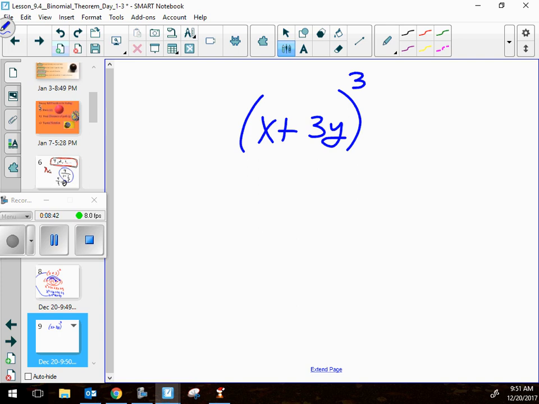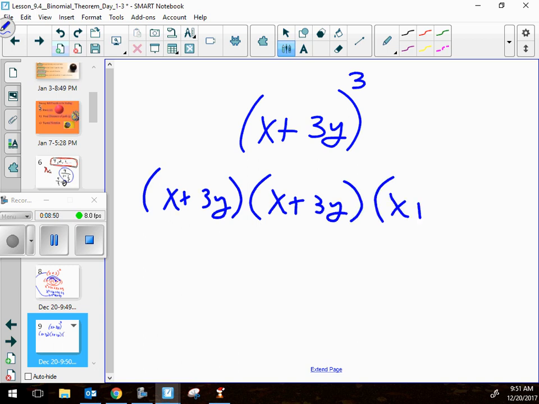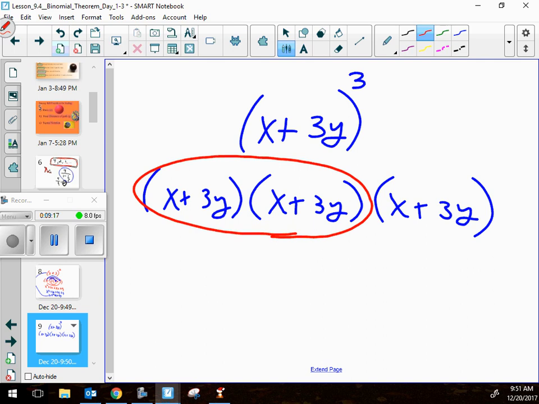Why? Because now really what you'd have to do is x plus 3y times x plus 3y times x plus 3y. That is binomial expansion. It's just particularly incredibly awful to have to multiply that all out. There's a faster way. But to understand that faster way, I think you need to understand this. So I want you to actually multiply this all the way out. Hint, I would start with this, and then you'll have a trinomial.